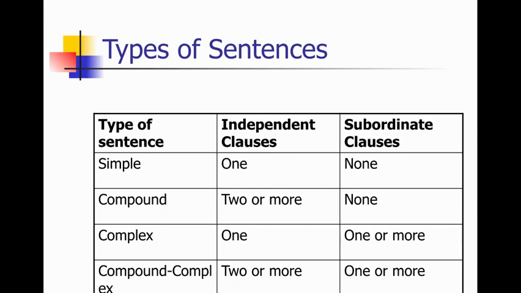Now remember, independent clauses, they can stand alone. It's a complete sentence by itself, whereas a subordinate or a dependent clause cannot stand alone. It's not a complete sentence by itself. So you have to have an independent clause to go along with a subordinate or dependent clause.